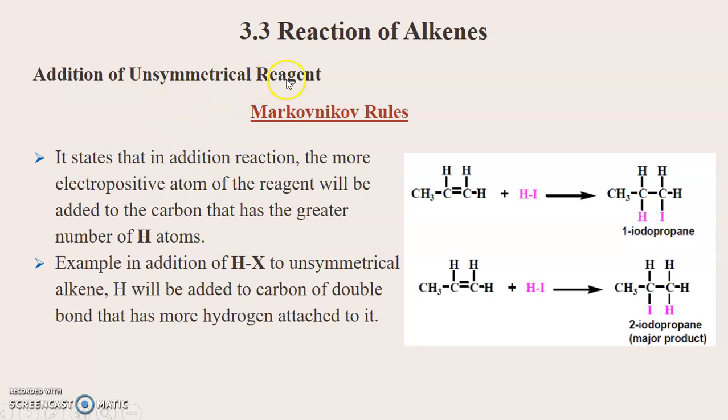Addition of unsymmetrical reagent needs to discuss the Markovnikov rule because we have different atoms. For the earlier one, XX, it doesn't matter where it goes. But in this case, we have hydrogen and halogen. So which carbon will the halogen go to? That will follow the Markovnikov rule. This rule states that in addition reaction, the more electropositive atom of the reagent will be added to the carbon that has the greater number of hydrogens.